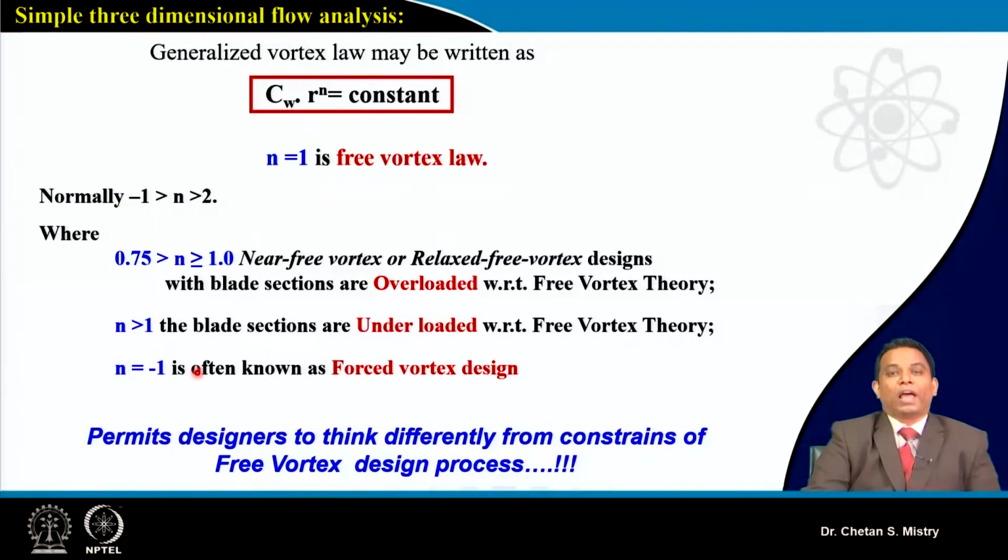Now we need to realize that we have limitations with our free vortex design. We have discussed two: one is the highly twisted blade, and second is the change of the degree of reaction. That puts a constraint on the designer, and in order to get rid of those limitations, people have come up with a different approach, which is what we are writing at this moment: Cw into r to the power n equal to constant.